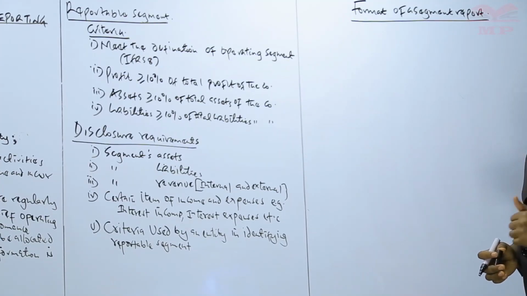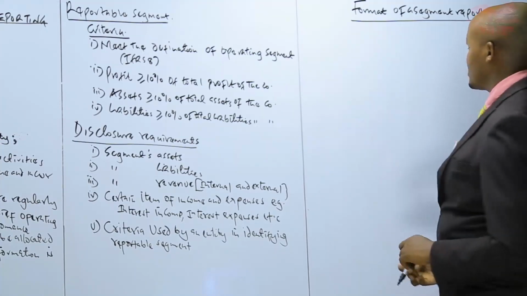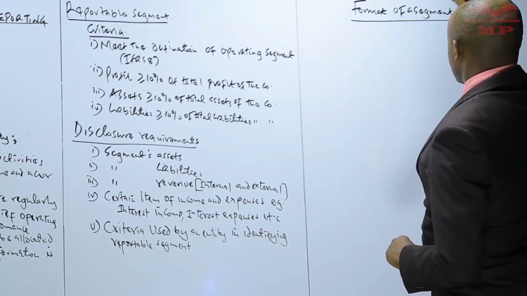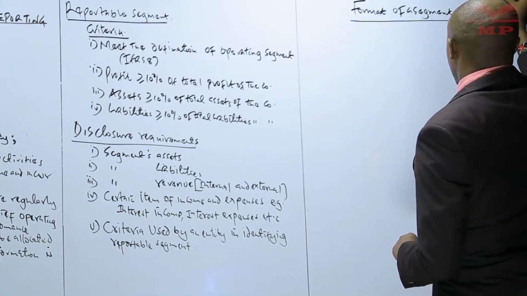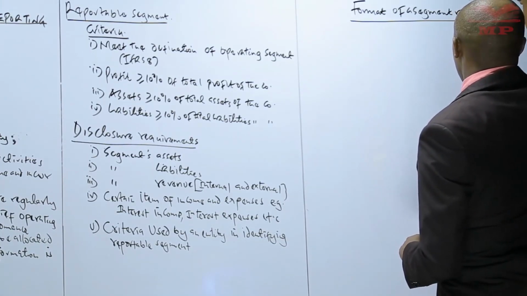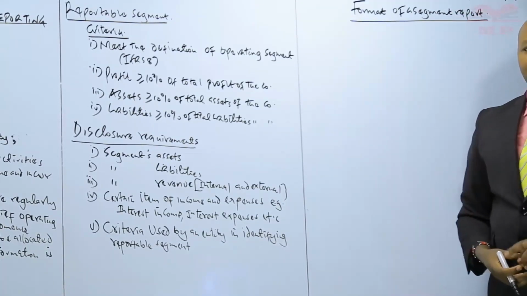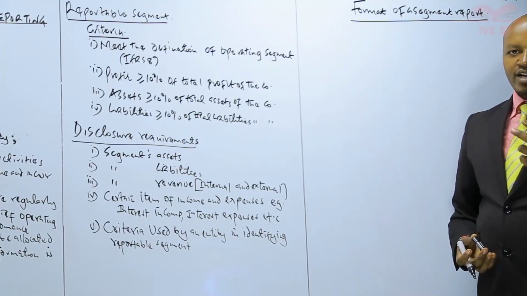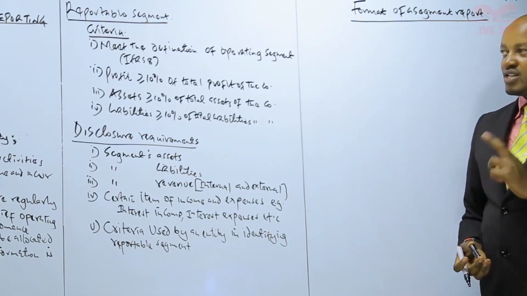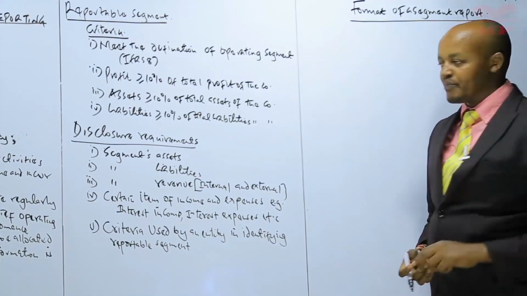Basically, columns equal to the number of segments. Let's assume that we have a company, and that company has three products: product A, product B, and product C. And you're told that the management of the company has identified these three products to constitute the reportable segments.